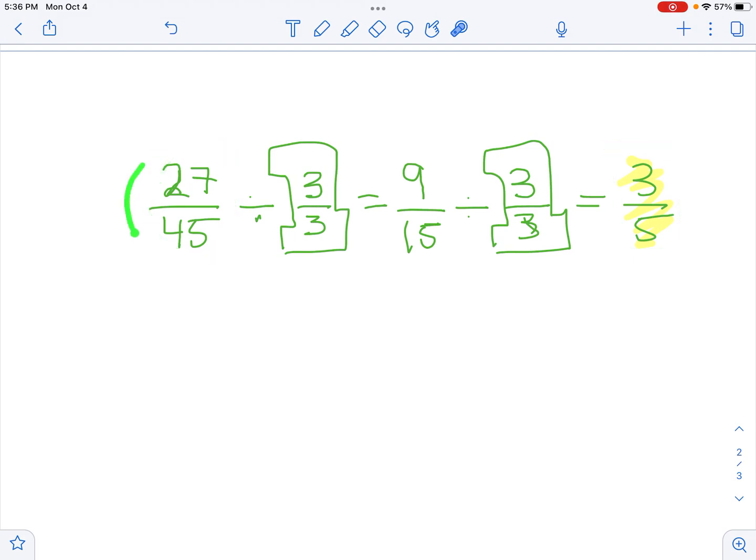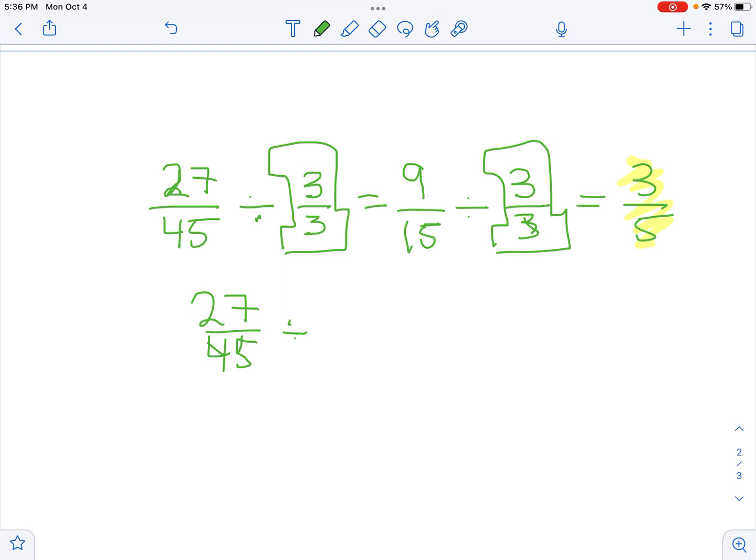Now you might have noticed when we started that for both 27 and 45, 2 plus 7 is 9, 4 plus 5 is 9, so using the divisibility rule we could have used 9. Let's just see that that works. So 27 over 45, where you might just know that 9 is a factor of both of them.